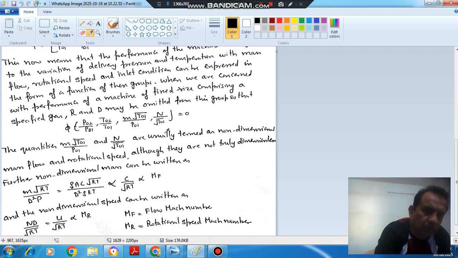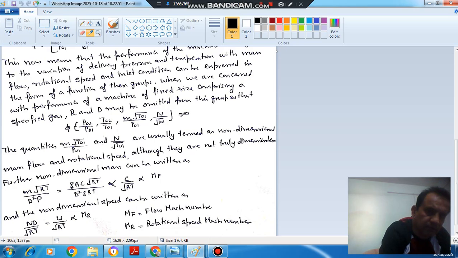Now we'll define two more Mach numbers: one is the flow Mach number and the other is the rotational speed Mach number. Here we have m root RT by D squared P. Mass flow m is rho A C, and P is rho RT, so rho will cancel out, and here root RT is there, so it will be equal to C by root RT. D is a constant quantity, so this is called the flow Mach number.